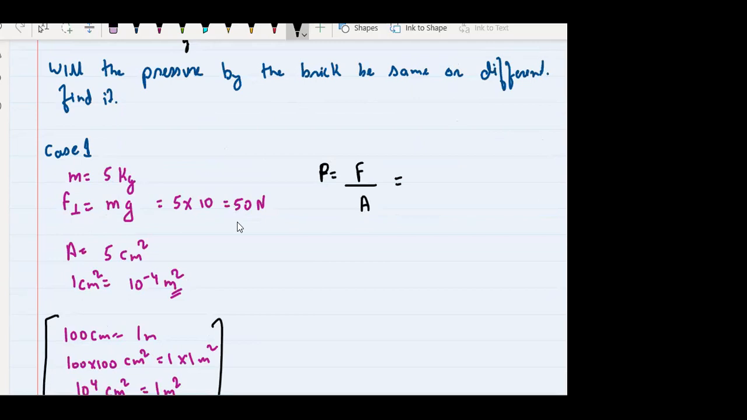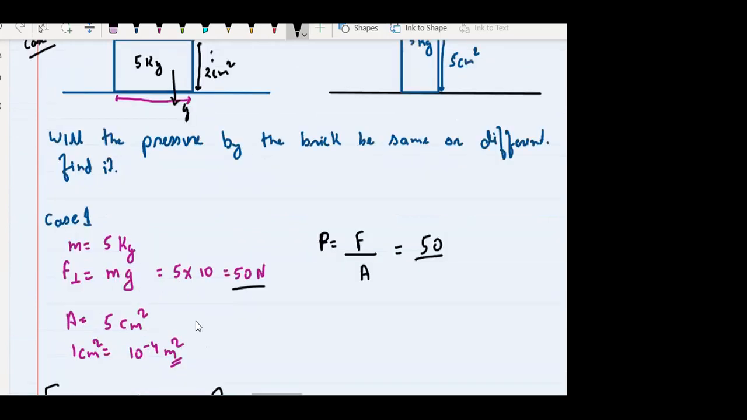What is the force here? 50 Newton. What is the area? The area is 5 centimeters square. So the answer is 10 Pascal. Wait, it is 5 centimeters square, so it is 5 into 10 to the power minus 4 meter square. Remember this unit. In physics, units are very important.